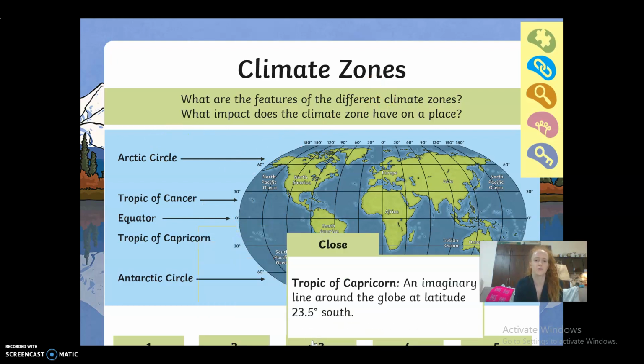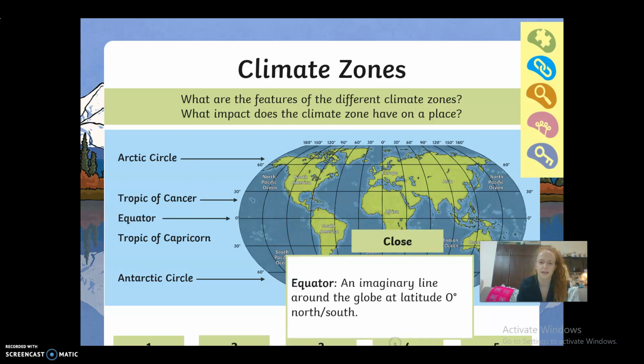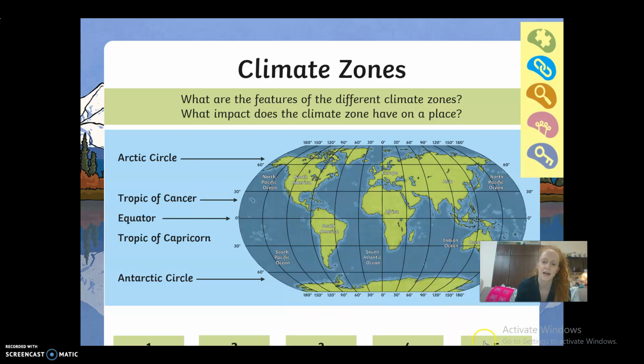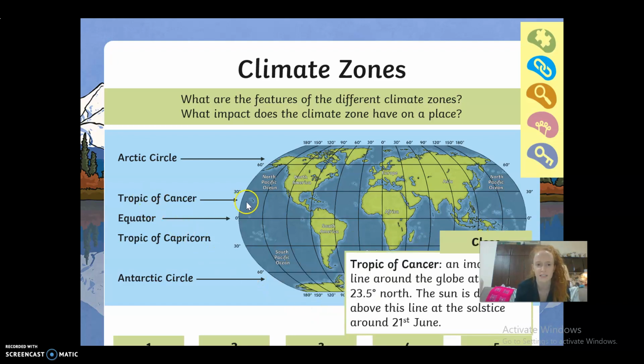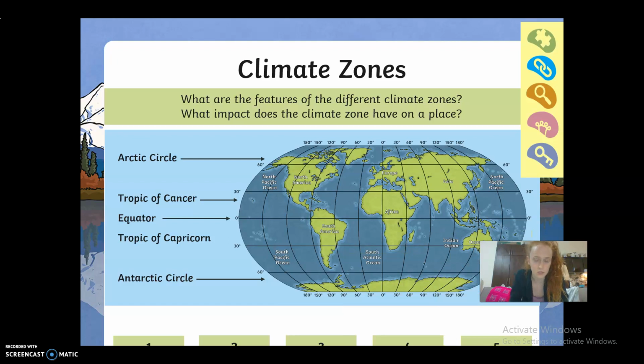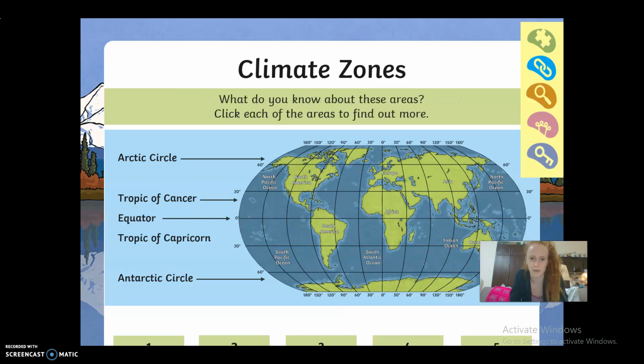All right, then we have Tropic of Capricorn, which is here. We're missing the little arrow, which should be pretty much pointing somewhere here. It lies at 23.5 degrees south. And then we have the equator. I do hope everyone remembers the equator, that it's 0 degrees either north or south. And the last one is the Tropic of Cancer, which is here, 23.5 degrees north. And it's an imaginary line. Okay, so this is a little recap, okay?